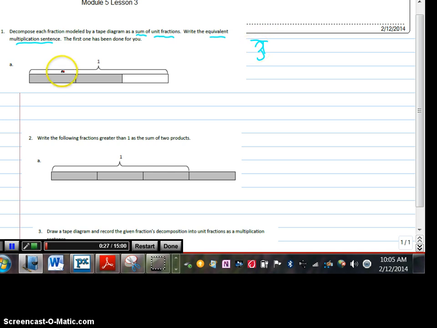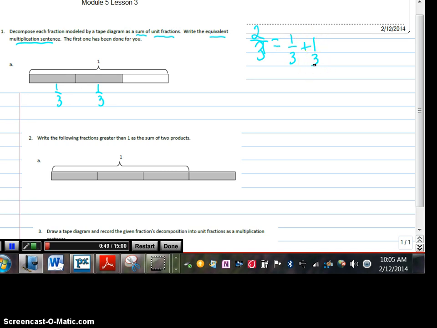Then I need to know how many are shaded. And there are 2 shaded. So that is 2/3. So 2/3 equals, and I have 1/3 here and 1/3 here. So if I'm going to make a sum of these unit fractions, I know 2/3 equals 1/3 plus 1/3.